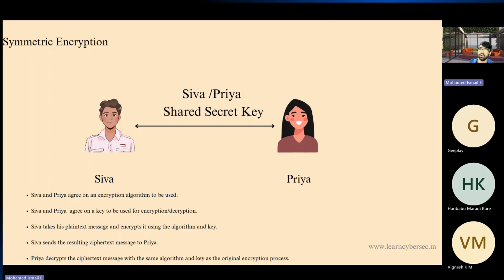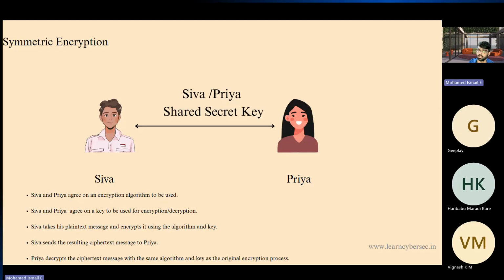Next, Siva and Priya agree on the same key. Let's say I use 123, and you also use 123. Siva encrypts the message, "Hi, hello, when can we meet tomorrow," with the key 123. The encrypted message is then sent to Priya. Priya receives it, uses the same 123 key and the same agreed algorithm to decrypt.